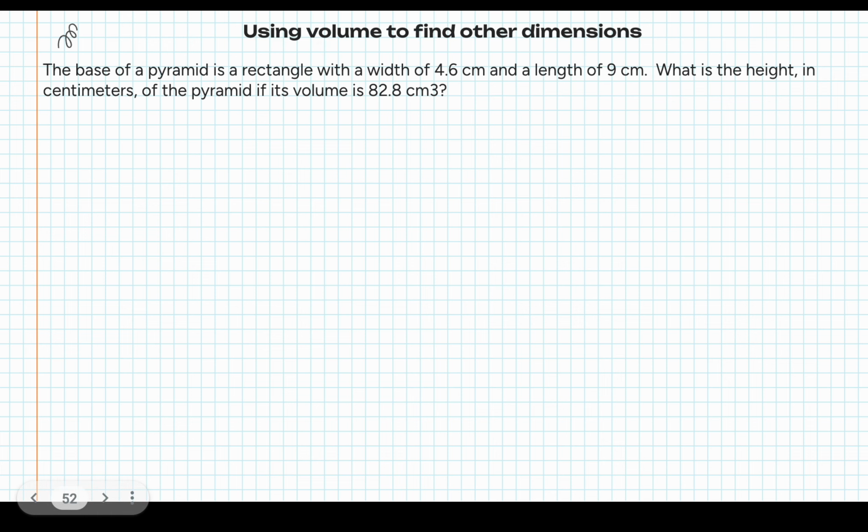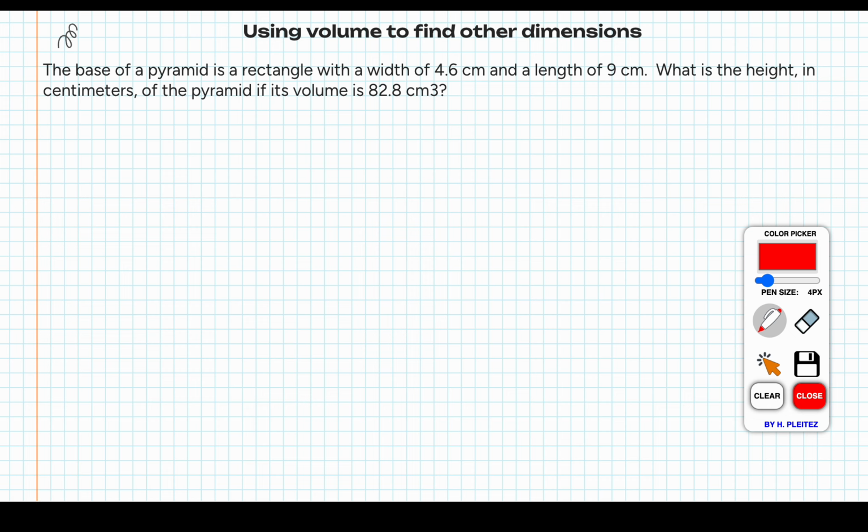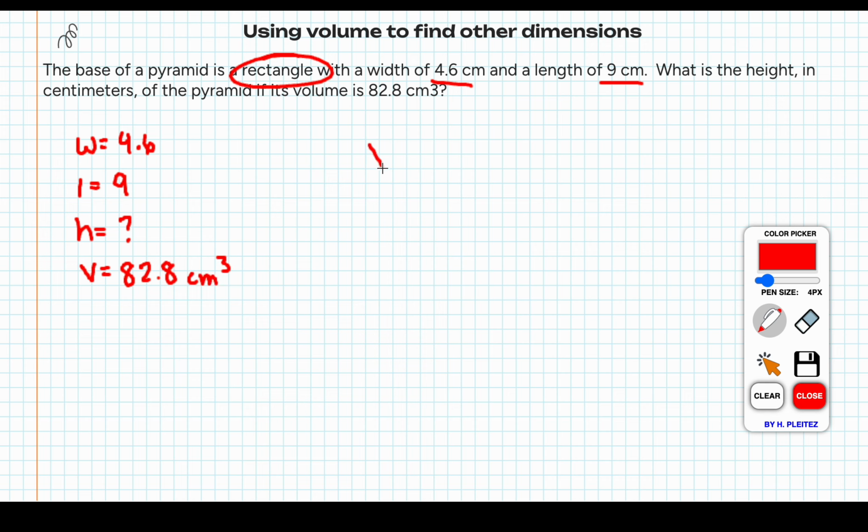In another example, we might have to use the volume to find some other dimension. The base of a pyramid is a rectangle with a width of 4.6 centimeters and a length of 9 centimeters, and we need to find the height. So W is 4.6, length is 9, and we're looking for the height. It also says the volume of the pyramid is 82.8 centimeters cubed. So we have to write the full formula out. The volume formula is 1/3, and since we have a rectangular base, as you remember from the previous lesson, it's 1/3 of length times width times height.